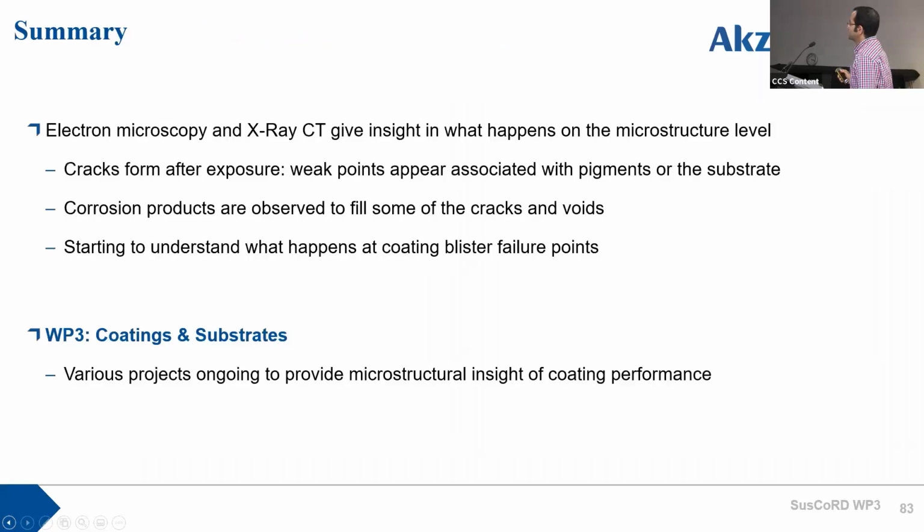And to finish my talk, electron microscopy and X-ray CT give insights into what happens on the microstructural level. Cracks form after exposure. Weak points appear associated with pigments or the substrate. Corrosion products are observed to fill some of the cracks and voids. And we are also starting to understand what happens at the coating blister failure point. I would like to hand over to Geraint for the final words.